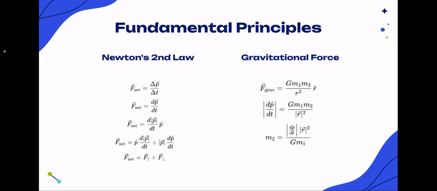forces. The key physics behind this experiment came from Newton's second law and the law of universal gravitation. Newton's second law states that the net force of an object equals the rate of change of its momentum. The gravitational force equation describes how massive objects attract each other. By combining these, I could calculate the black hole's mass from the motion of the orbiting star.